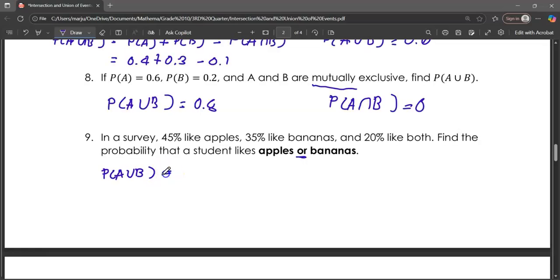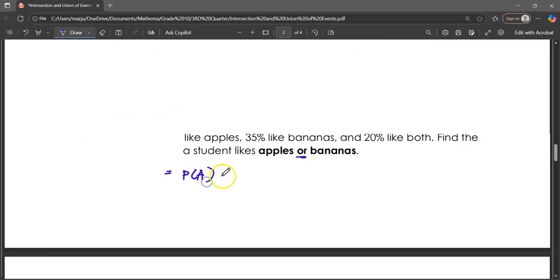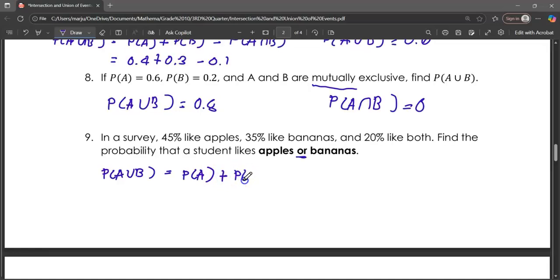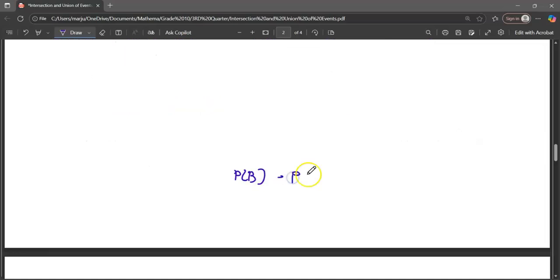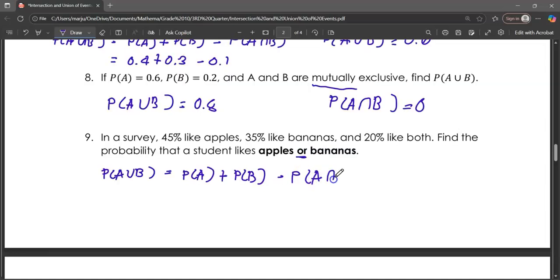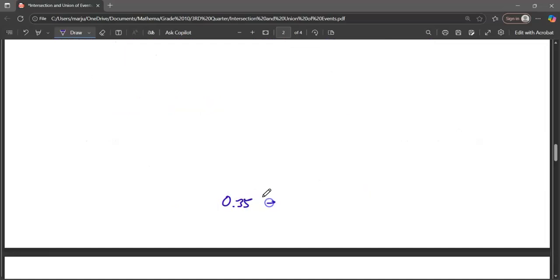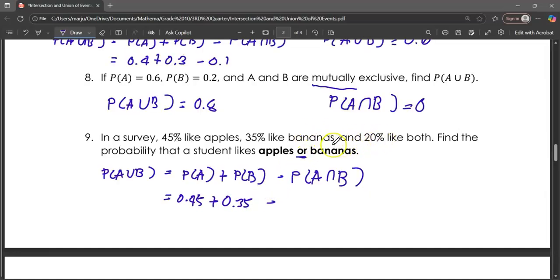Probability of A union B is just equal to probability of A plus probability of B minus probability of A and B, or intersection. So dito, we know that apples is 45, so this is, say, 0.45 plus 35% or 0.35 minus 20% like both. So that is 0.20.